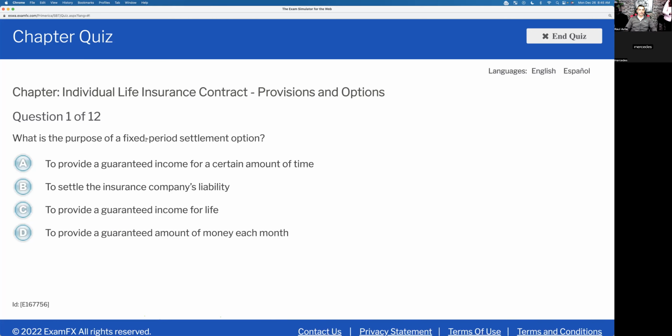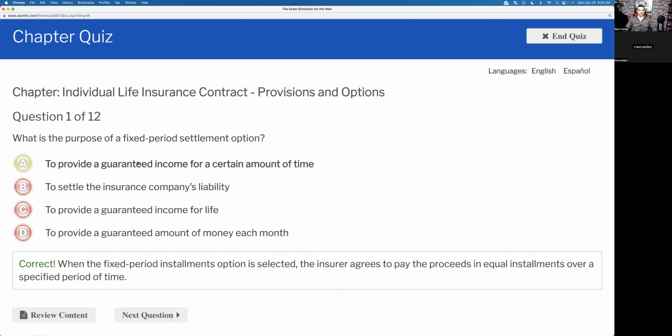It's going back to number 1. What is the purpose of a fixed period settlement option? Fixed period is going to pay for a certain period of time until the money runs out. So it provides guaranteed income for a certain period of time. To settle the insurance company's liability to provide guaranteed income for life? Nope. To provide a guaranteed amount of money each month? No, it provides income for a certain period of time. Fixed period.